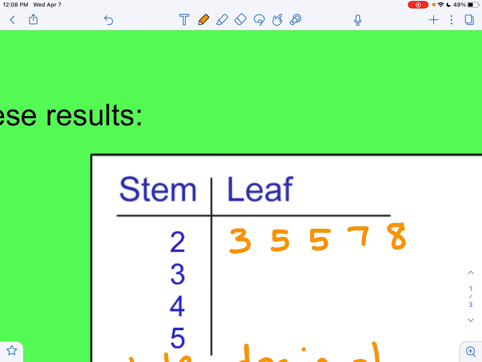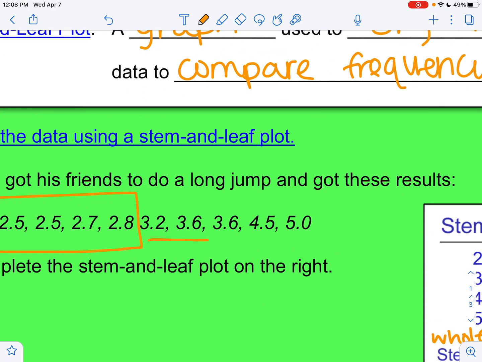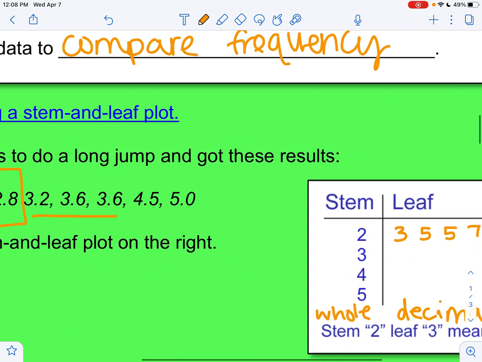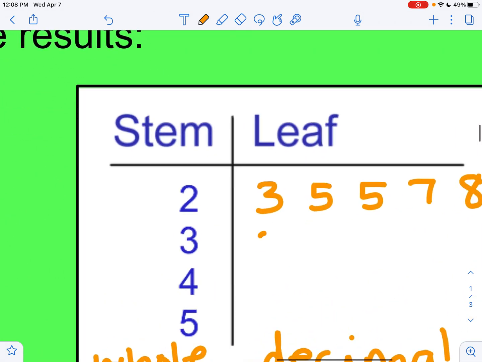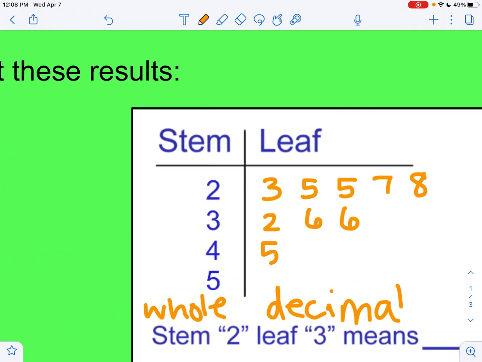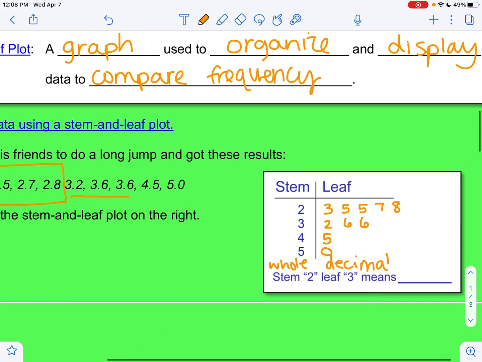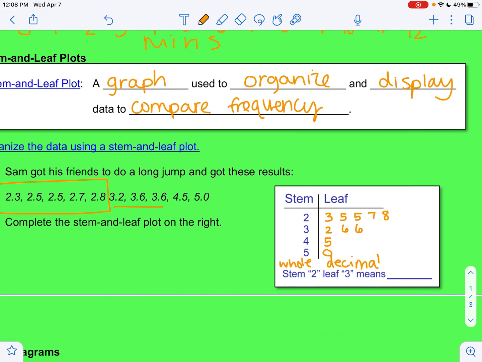Alright, and that is how we write it. Even though there were 2 5s, we still need to include both of those 5s. Okay, next we have our 3s. 3.2, 3.6, 3.6. Next is 4.5, 4.5, and lastly 5.0. Alright, so that is how we create our stem and leaf plots.